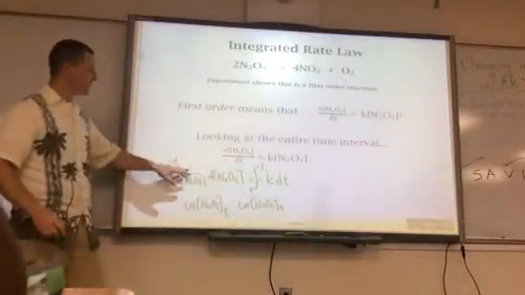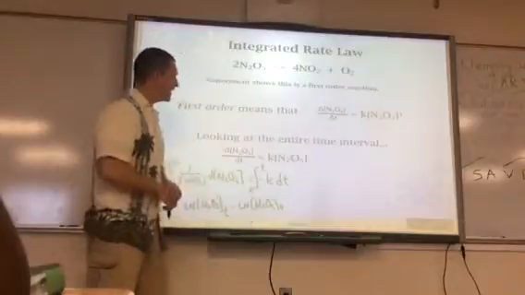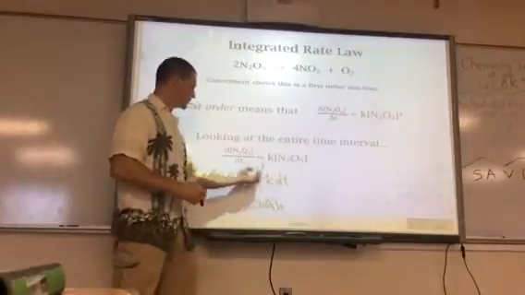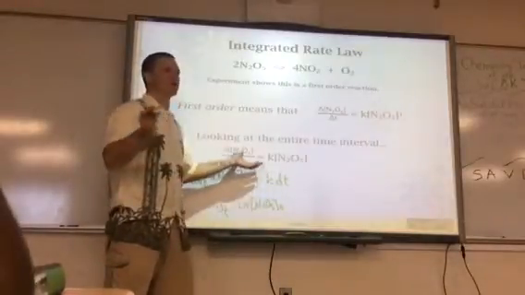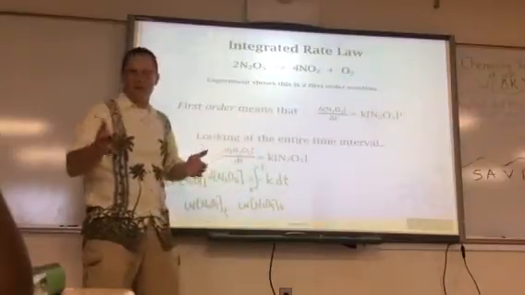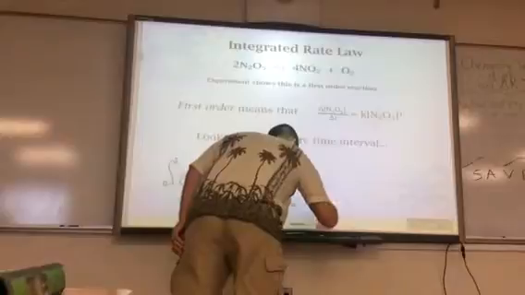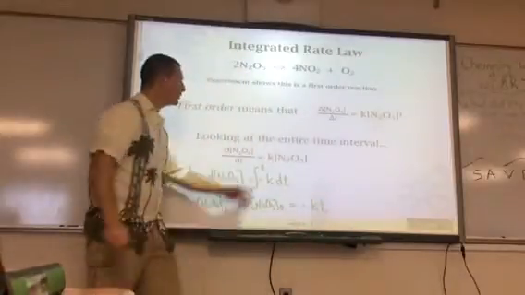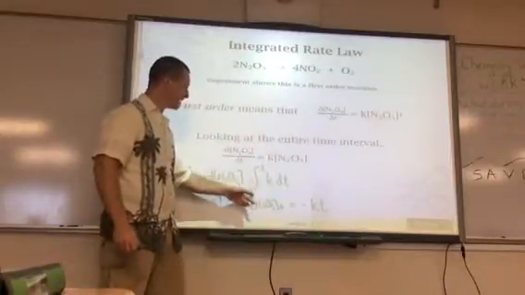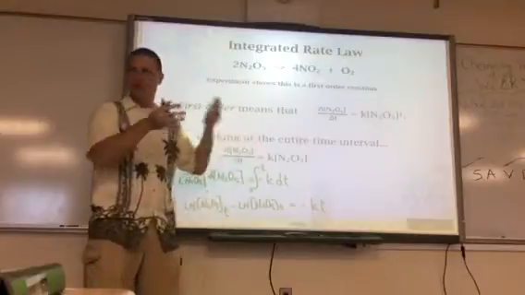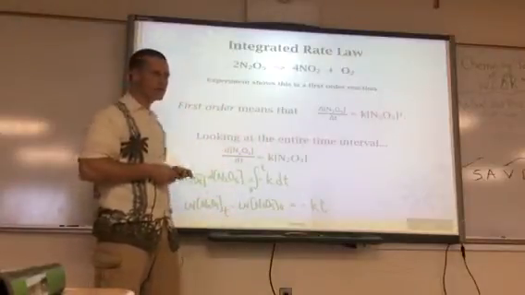That's what the left side evaluates to. On the right side, the k is a constant, so you can pull that out of the integral, and what's just the integral of dt? It's just t. So that equals negative kt. It would be a subtraction of time t minus time 0, but the time 0 is 0, so I just leave it out.